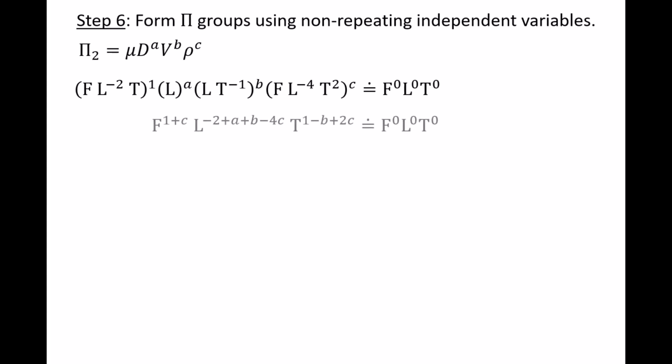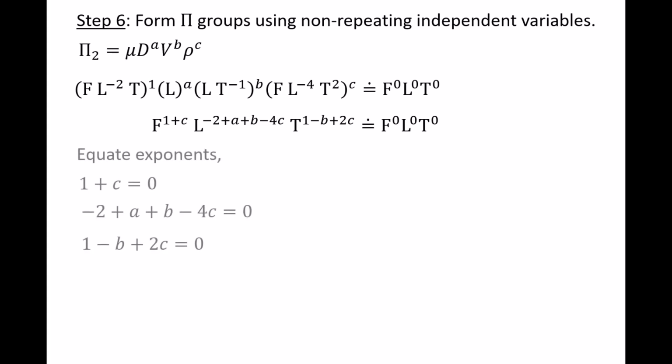If we distribute the exponents through each term and combine all the terms with base F, combine all the terms with base L, and combine all the terms with base T, we have F raised to the power of 1 plus c, L raised to the power of negative 2 plus a plus b minus 4c, and T raised to the power of 1 minus b plus 2c. In order for this equation to be true, the exponents of force, length, and time on the left side of the equation must equal the exponents of force, length, and time on the right side of the equation.